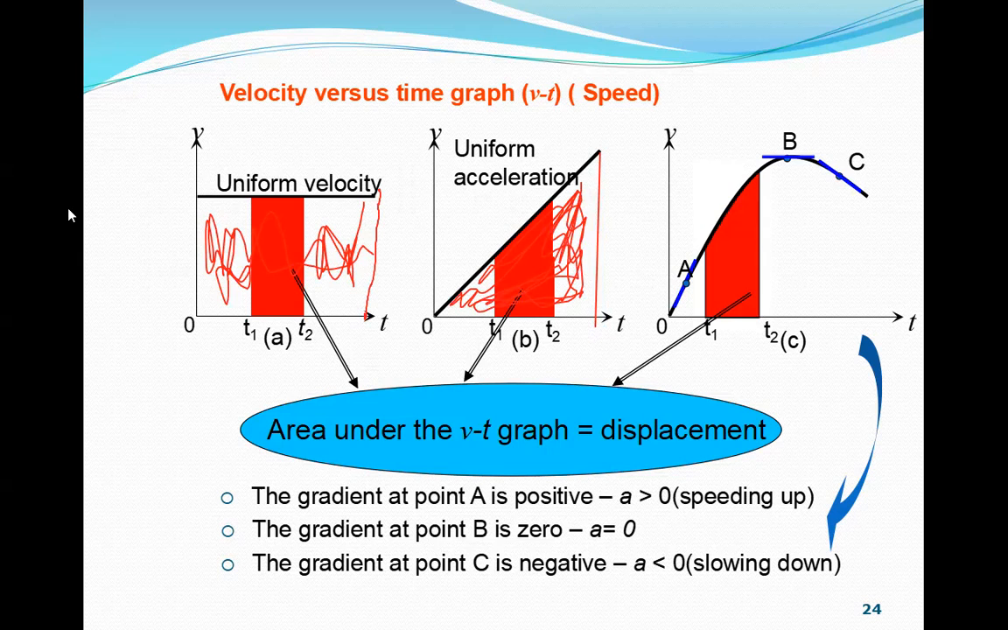If it is a speed-time graph, then the area under the graph is distance. And if it is a velocity-time graph, then the area under the graph is displacement. Displacement.